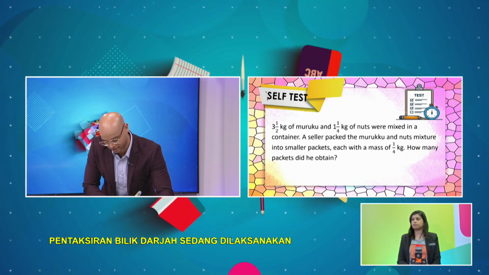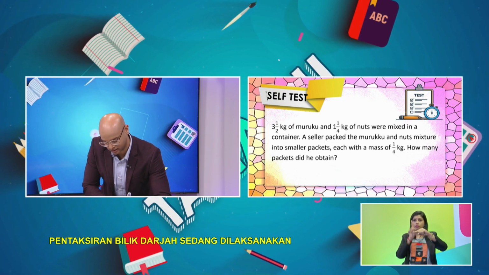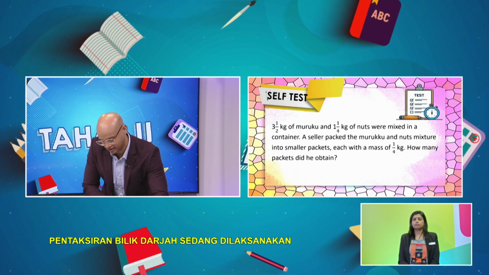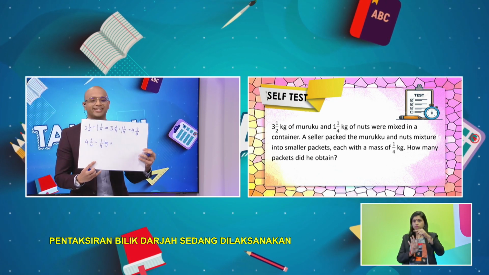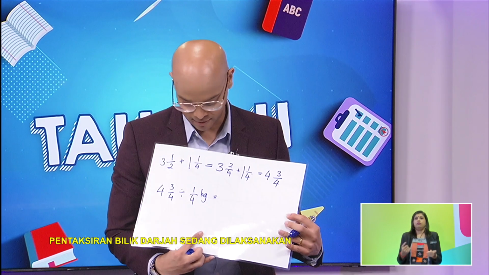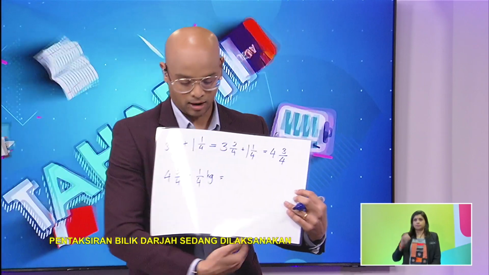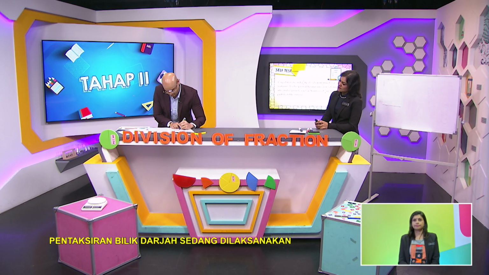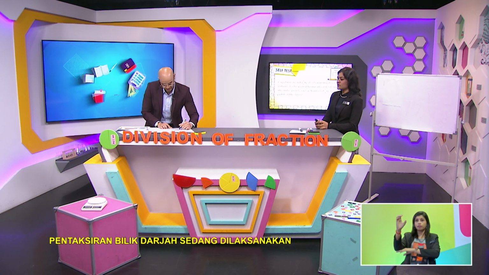4 3/4 divided by a quarter kilograms. Let me just put kg over there. Okay, and now we're going to use the method of KCF. So K, we're going to keep first. Change it to improper fraction. And then change, and then you multiply. Already flip. Good. Okay, so we get.